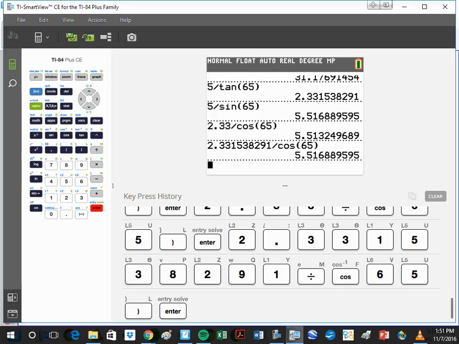So if you have your choice, do I use sine or do I use cosine, and they both will work, I would pick the one that has easier numbers. It'll be more accurate. You won't have to type in as many decimals. So when you have the option, pick the one that's easier and that's more accurate.